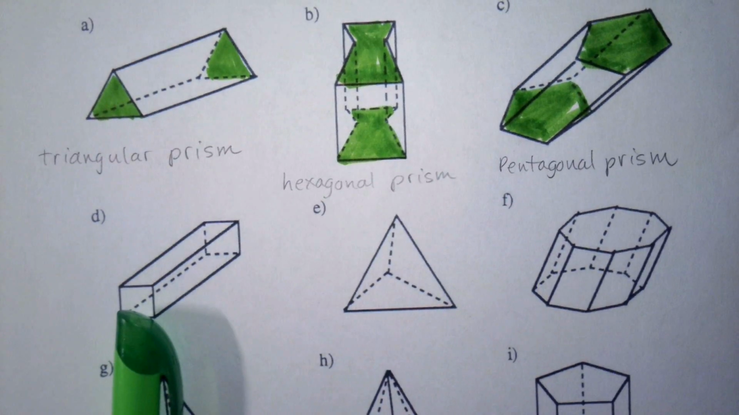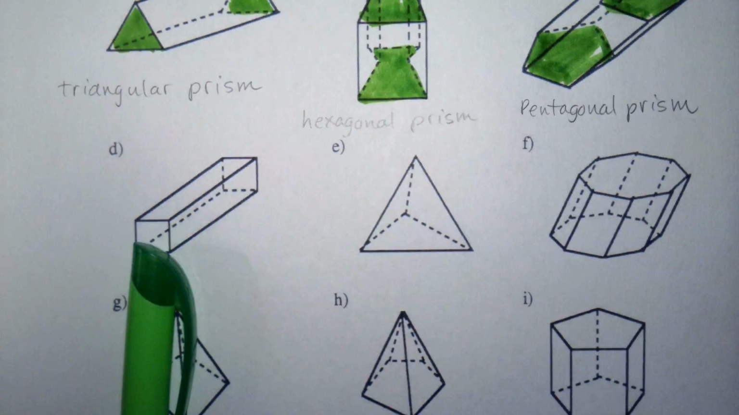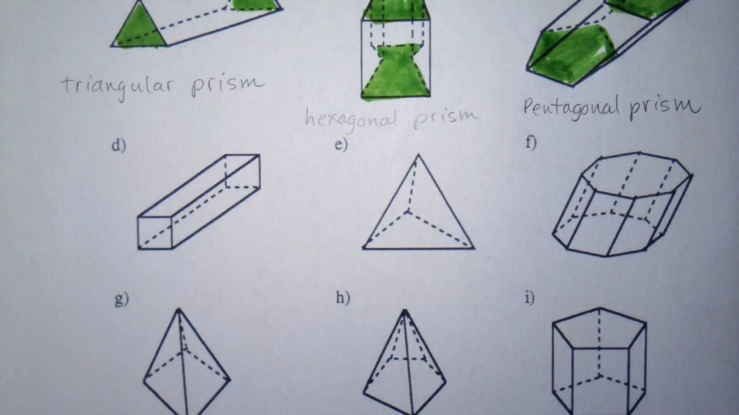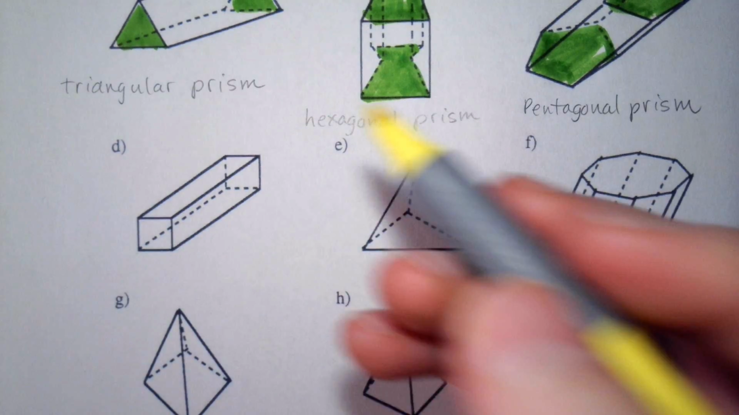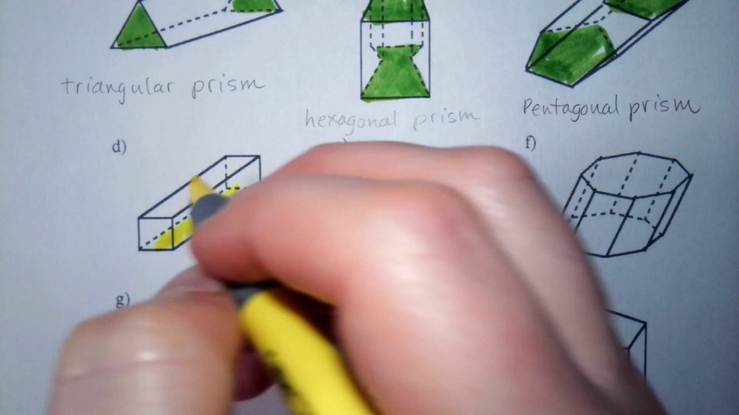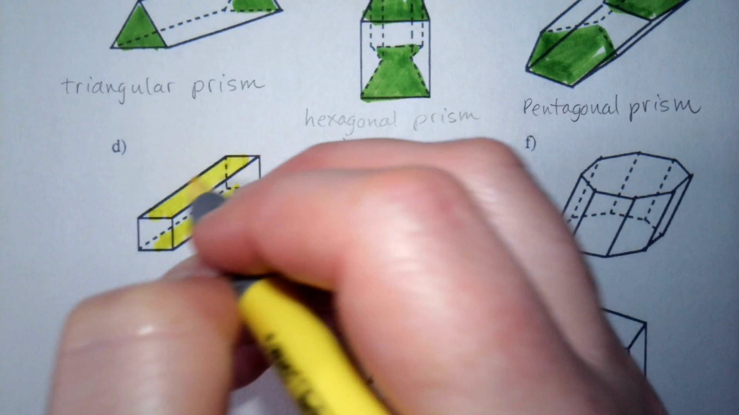Letter D. Letter D actually has 3 different pairs of sides that could be bases. For instance, it could be the bottom and the top because they are both rectangles and they're connected by parallelograms all on the side.